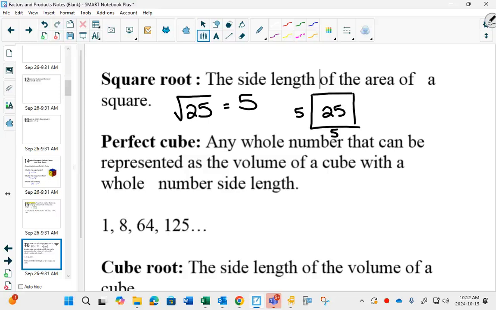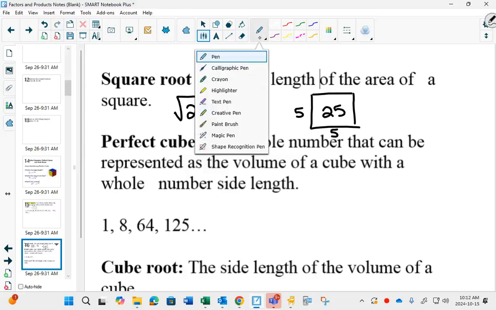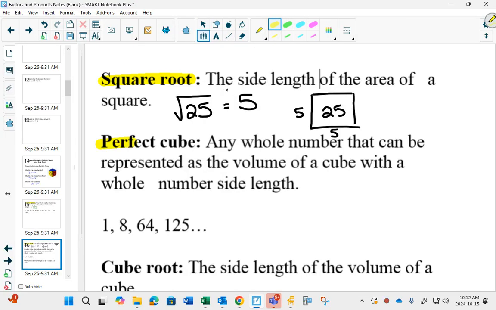A perfect cube, oh, I like highlighting. Pull up my highlighters. Any whole number that can be represented as the volume of a cube. And we saw this with our Rubik's Cube at the beginning. If you have a side length of 3, then the volume will be 3 times 3 times 3, 27.